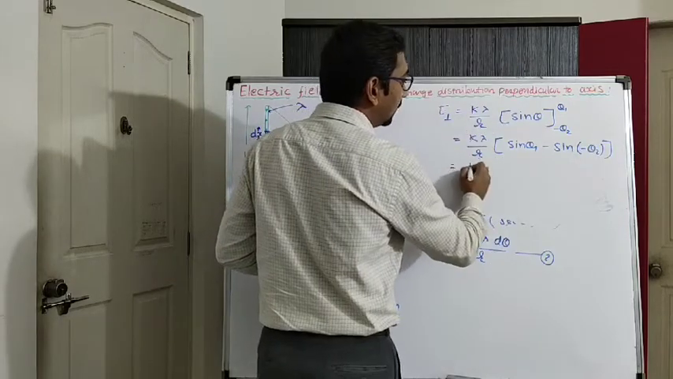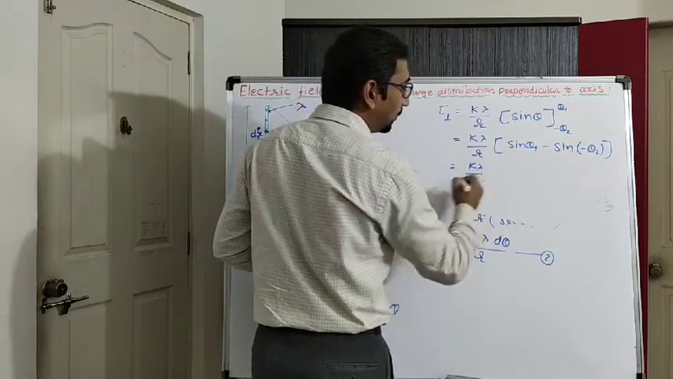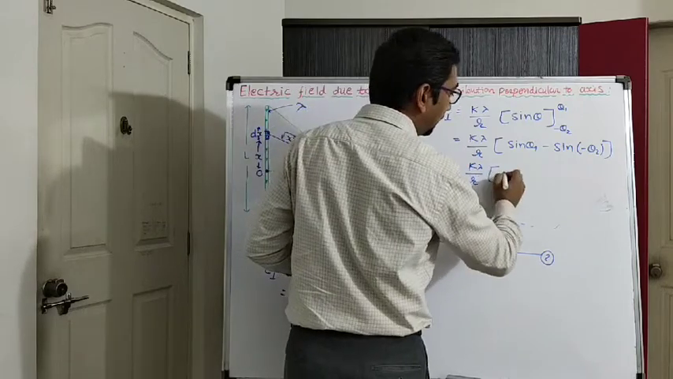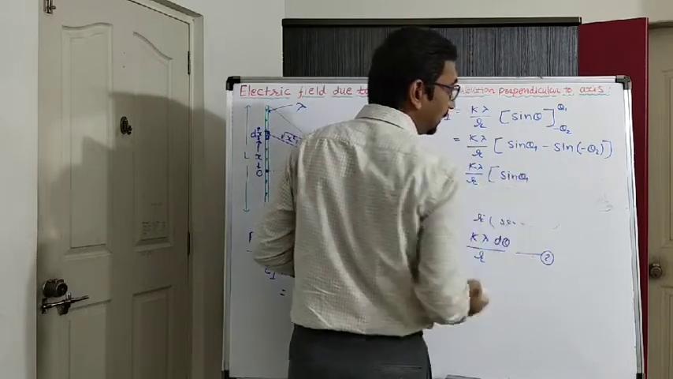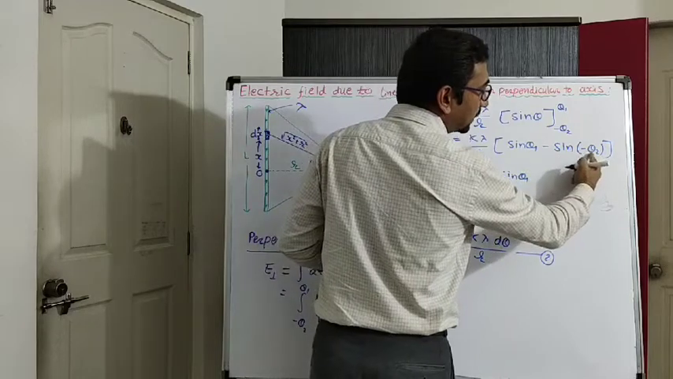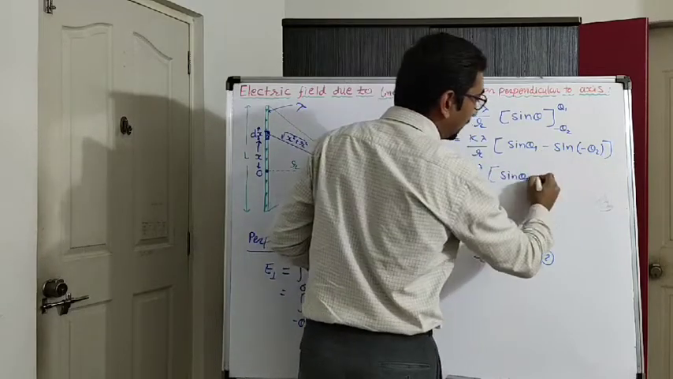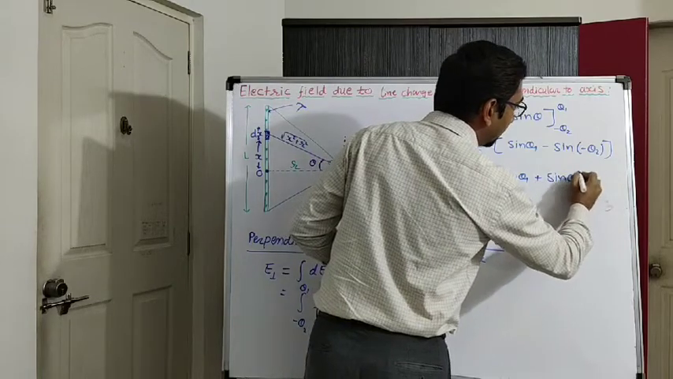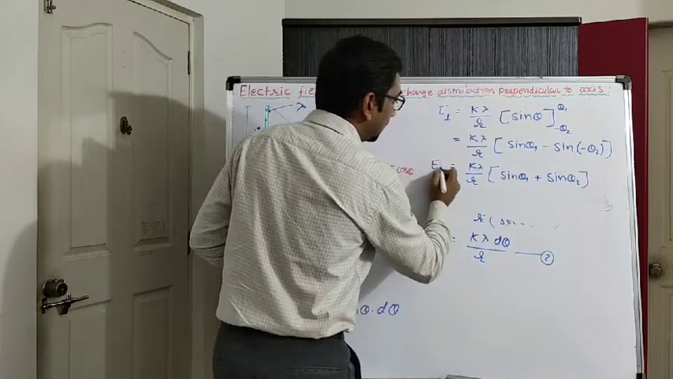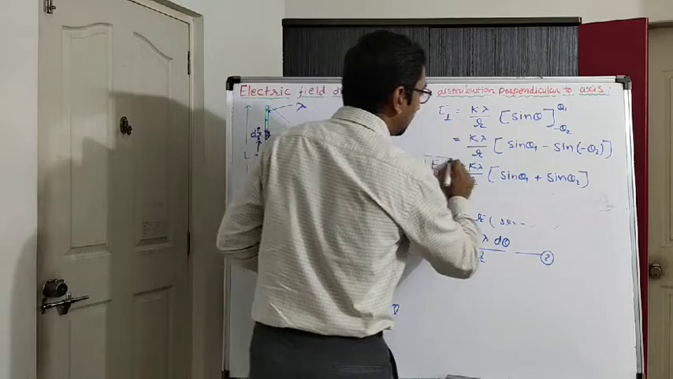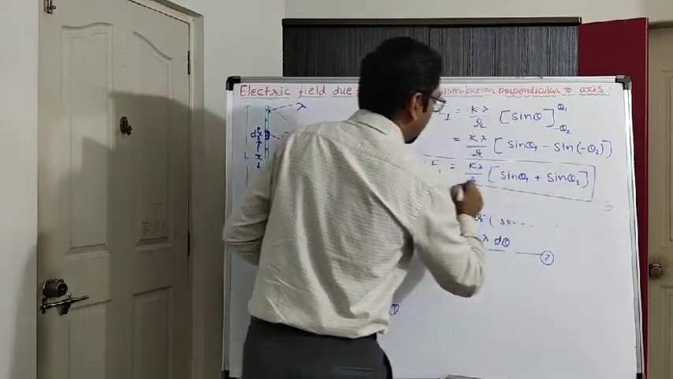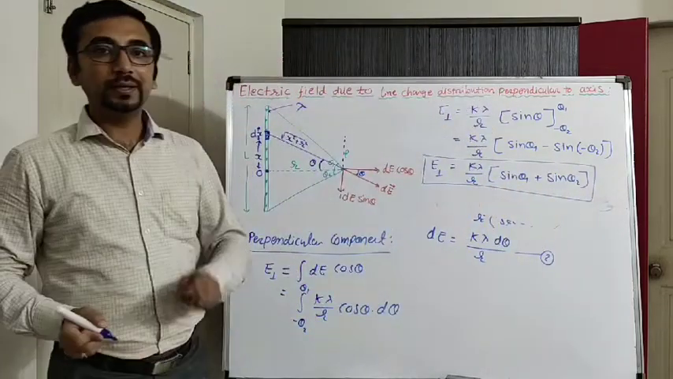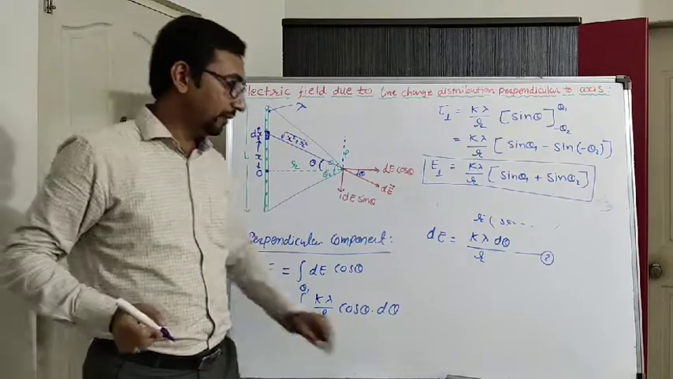So this will be equal to k lambda upon r in bracket sin theta 1, sin minus theta 2 is equal to minus sin theta 2. So minus minus will be plus, so plus sin theta 2. So this is the equation of the perpendicular component of electric field.